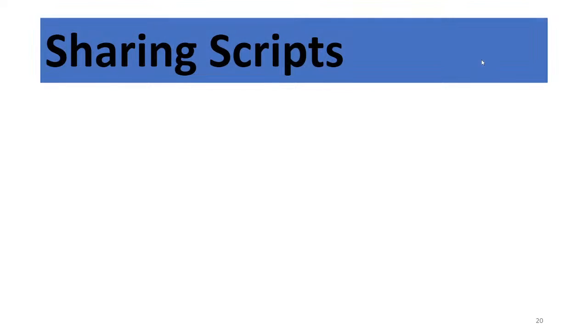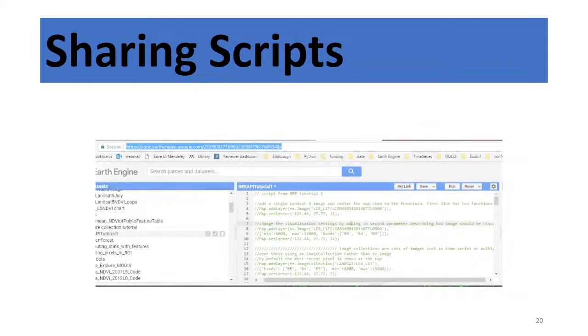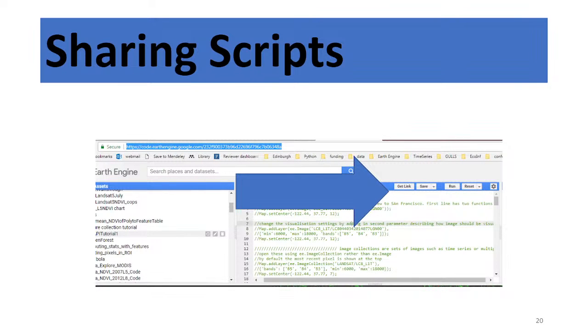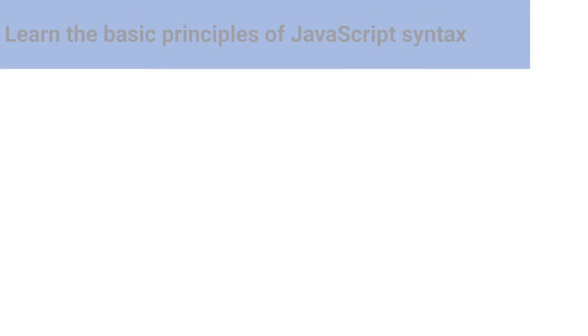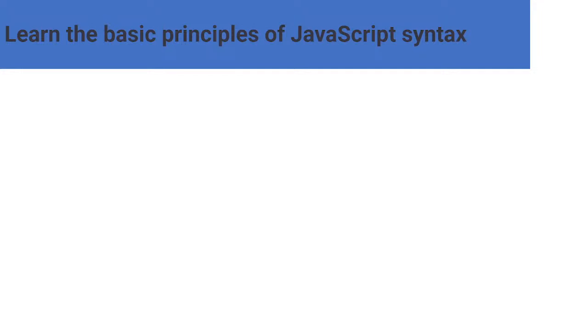So sharing scripts, we already discussed that. Just simply click on the get link button and then copy the link. Then you can send the link to another person, and the other person can also access your code and get the result. So this time, we talked about the basic principles of JavaScript syntax, as well as Python. Basically, this time we cover JavaScript and Python, both at the same time, and also try to develop code for the Google Earth Engine platform using JavaScript and Python.